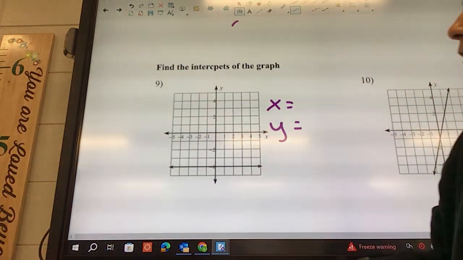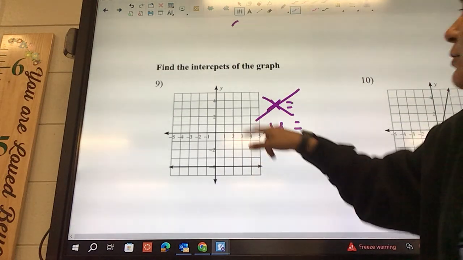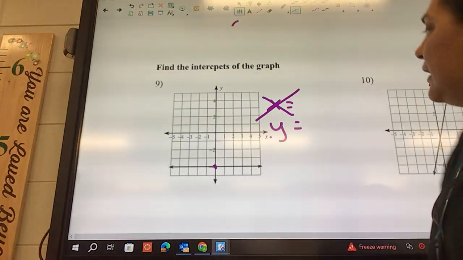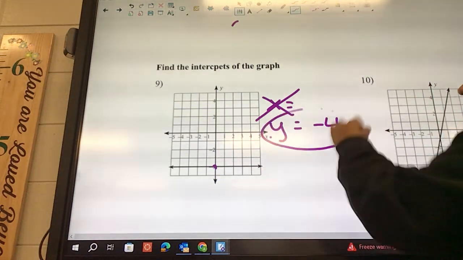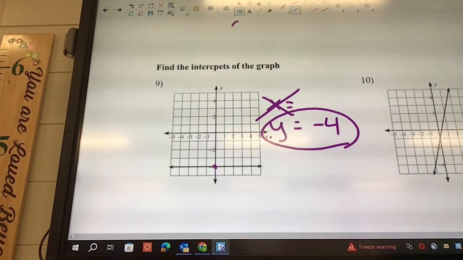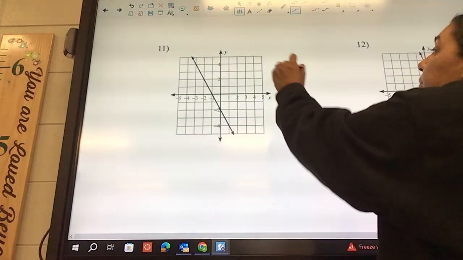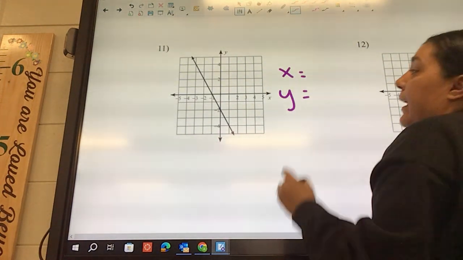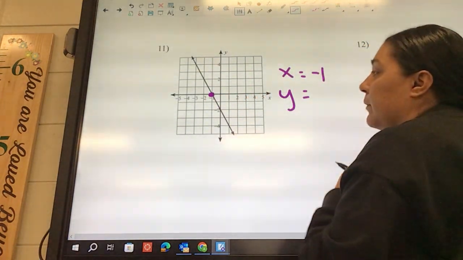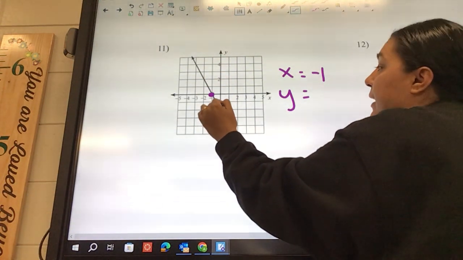So we can look, where does it cross the X line? Well, it doesn't anywhere. So in this case, we have no X-intercepts. Where does it cross the Y line? Well, it crosses here, and that's at -4. Okay, 11. Where does it cross the X line? Well, here's the X, and it crosses here, and that is at -1. And on the Y line, it crosses here, and we'll say that is at -2.